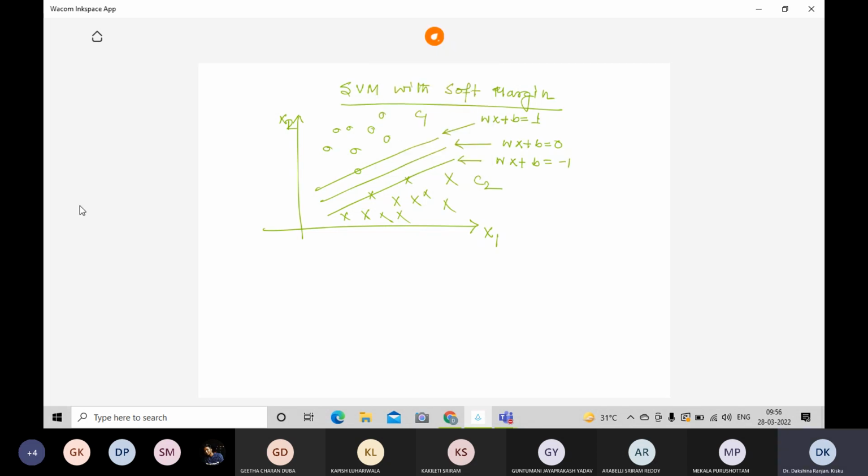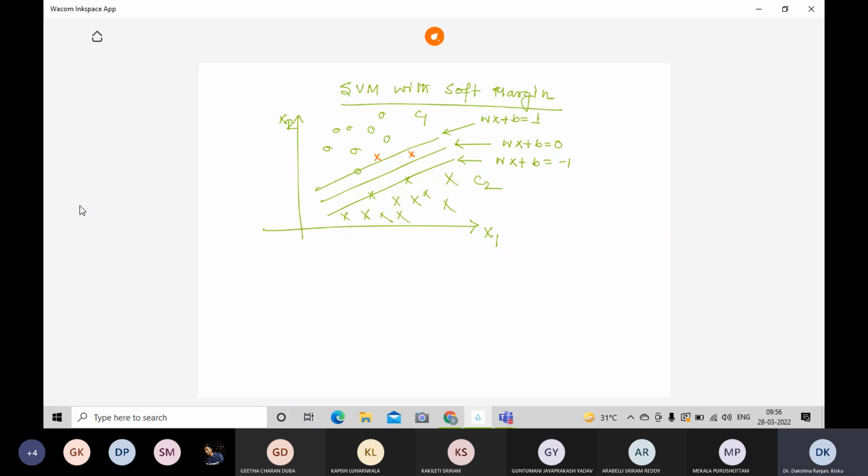Now let us consider an example from the negative class which appears in the region of the positive class. Let's say here we have obtained one example from class C2 in the region of class C1. And we can have another example from the negative class, or from class C2, in between the margin of class C1 and the hyperplane.